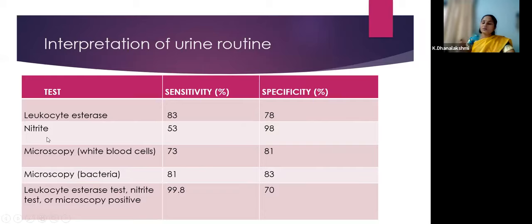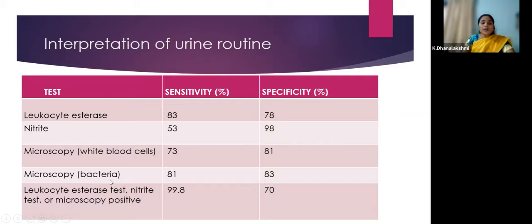And nitrates. So what is nitrate? If there is bacteria, nitrates will be converted to nitrites. This nitrite is picked up in the urine dipstick test. If you see the nitrite test, the specificity is very good. That means if nitrite is positive, the chance of this being UTI is very high. Nitrite has a specificity of 98%. Microscopy, that is WBC, pus cells, has sensitivity 73% and specificity 81%.